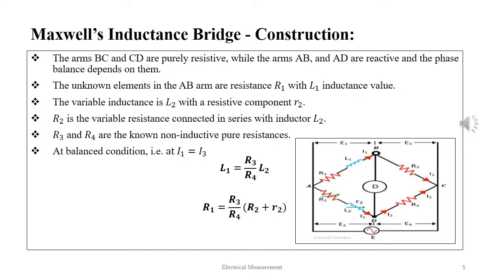At balanced condition, that is at I1 equal to I3, we get the value of L1 from the equation L1 equal to R3 by R4 into L2, and the value of R1 is determined from the equation R1 equal to R3 by R4 whole into capital R2 plus small r2.